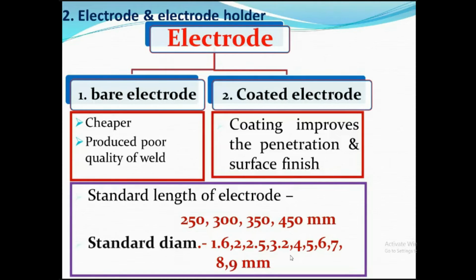The standard length of an electrode is 250 mm, 300 mm, 350 mm, 450 mm, and the standard diameters are 1.6, 2.5, 3.2, 4, 5, 6, 7, 8, 9 mm. These are the standard dimensions of your electrode.